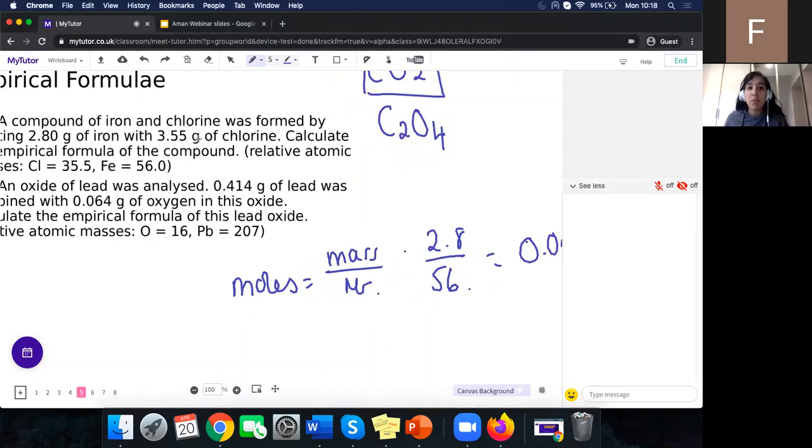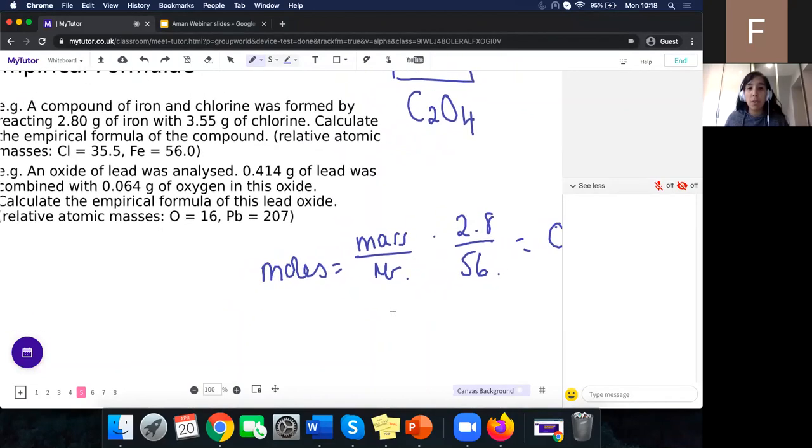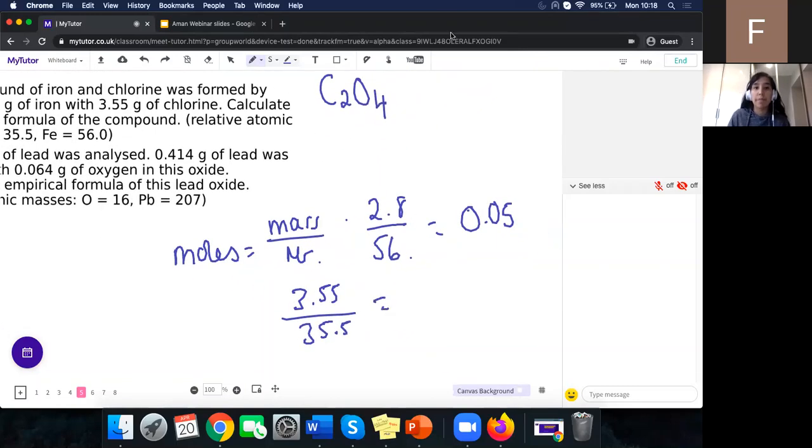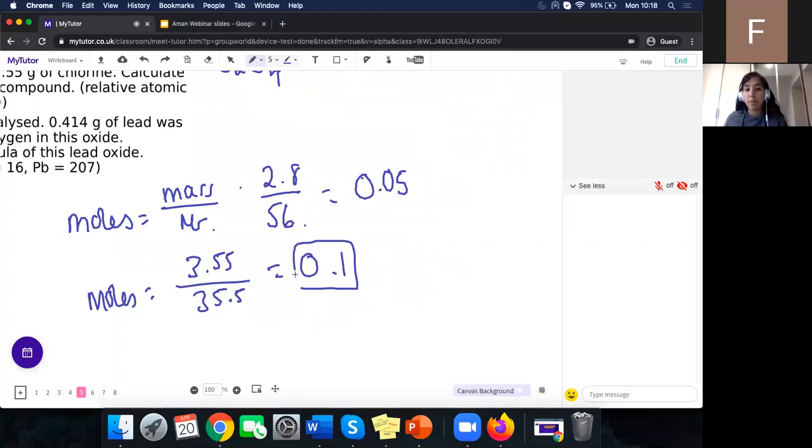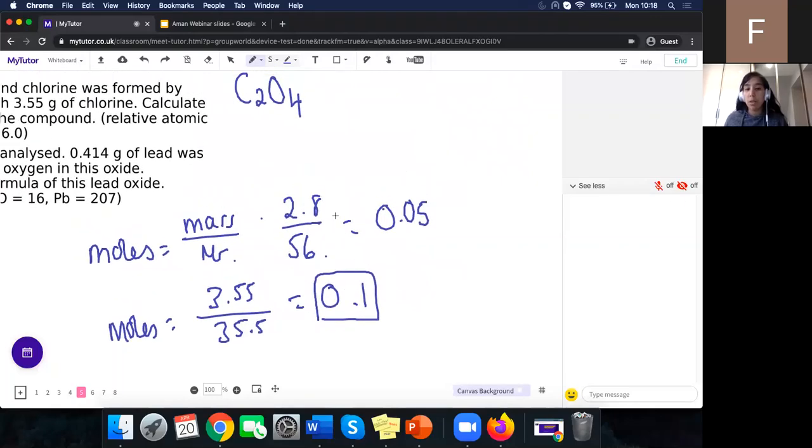And then if we work out the number of moles of chlorine, it would be 3.55 divided by 35.5. So what's that? 0.1, excellent. Okay, so now we have 2 different moles. So we've got the moles of chlorine and we've got the moles of iron. And what we can see is that 0.05 times by 2 makes 0.1. So what that means is that in our equation, there is 1 iron for every 2 chlorines.